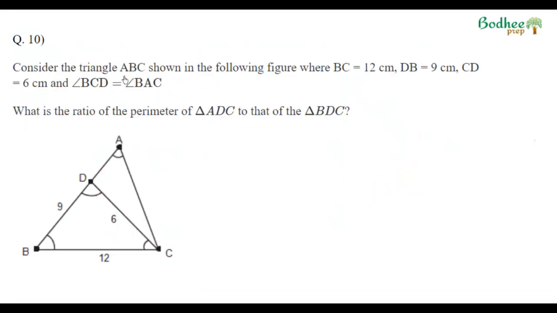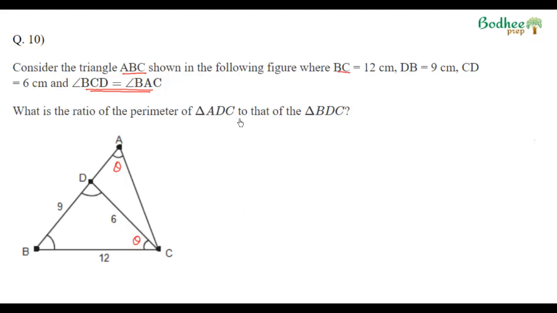Now let's take the 10th question. Here it says that we have to consider a triangle ABC such that BC is equal to 12, DB is equal to 9, and CD is equal to 6. And this angle is given. So this is giving us a hint that we have to apply the logic of similar triangles, because one pair of angles is equal and we have to find a common angle. So angle BCD, this angle, say theta, is equal to angle BAC, theta.